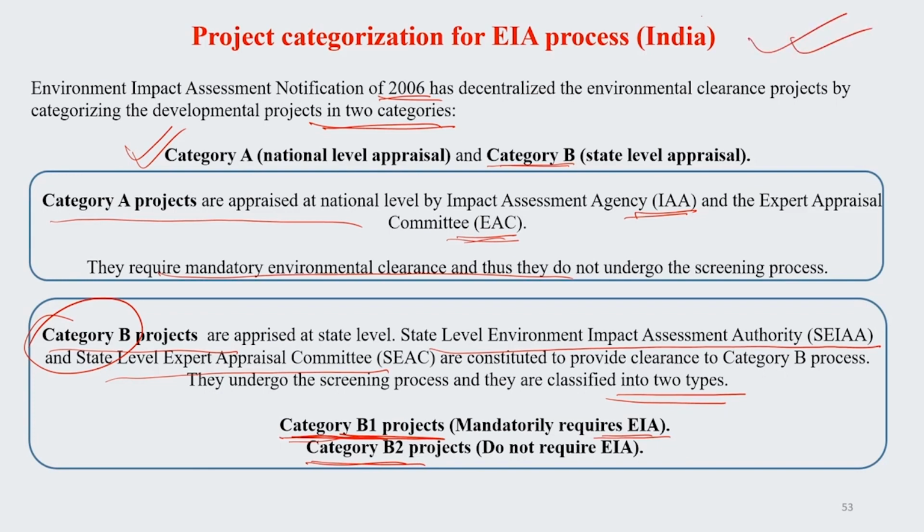So, project categorization is very clear cut. When EIA is carried out at the national level, we call it a category A development project, and we call it a category B development project when state level appraisal takes place, right. So, at the central level, for category A type of analysis, you have two different agencies, the central agency taking care of that. At the state level, for category B projects, you have a different agency at the state level, all right.